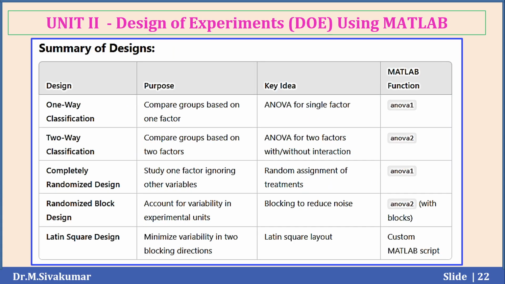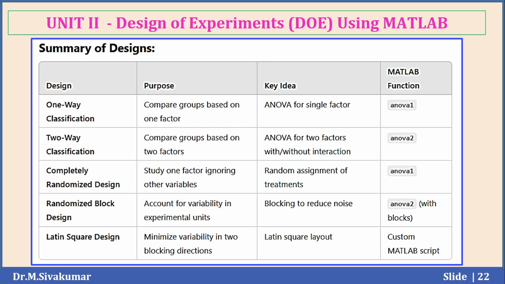This is a summary of the design of experiments, second unit. What are the things we are going to discuss in the second unit? One-way classification: the purpose of this design is to compare groups based on one factor. The key idea is ANOVA for a single factor. The MATLAB inbuilt function we are going to use is anova1. Two-way classification method: it compares groups based on two factors, with ANOVA for two factors with and without interactions. We are going to use the MATLAB function anova2.